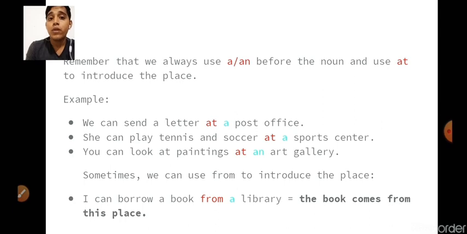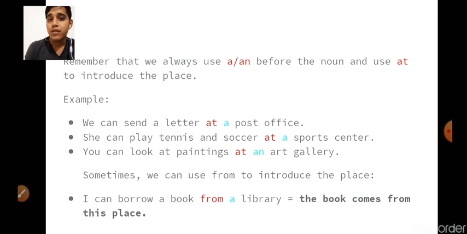So remember that we always use a or an before the noun and use at to introduce the place. We have here some examples. This is only when we use it with the verb can, okay, to express a possibility. For example, we can send a letter. You know what a letter is, okay?